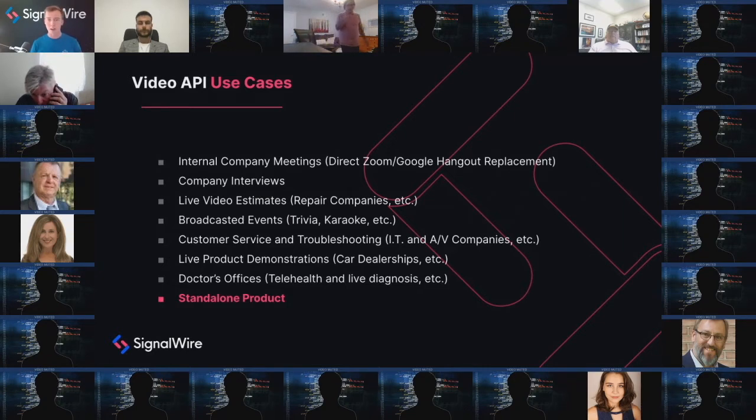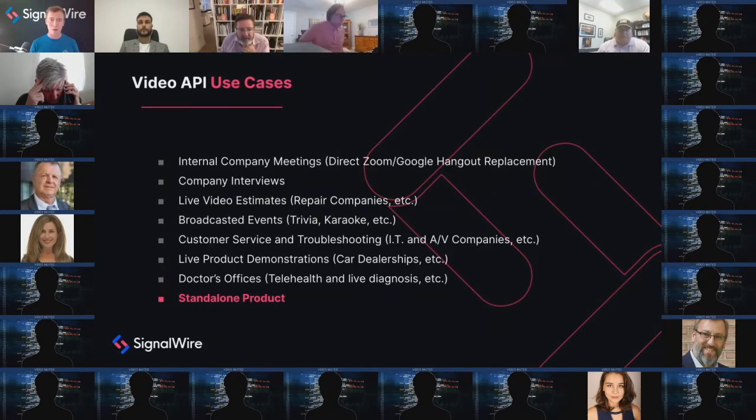So things along the nature of direct Zoom or Google Hangout replacements are probably the most common use cases we get. But there are a lot of other options out there for how you could possibly use an application like this. Live video estimates for repair companies and junk removal, trash and garbage, things of that nature. Broadcasted events like trivia, karaoke, DJs that have to host an event in this kind of remote pandemic world that we are currently living in.